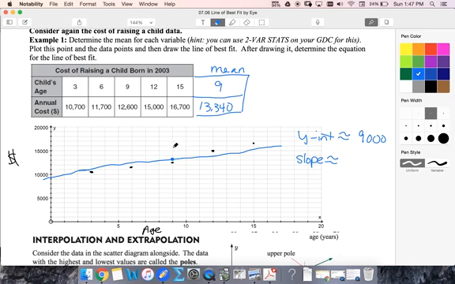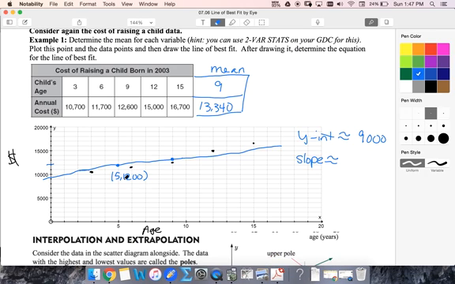So here's my mean point of 9, 13,340. If I pick another point like this one, so this one would be the point 5, 1200. So it looks to me like I go over from 5 to 9. So that's over 4 total. And then I go from 1200 up to 13,340. So that means I went up 1,340 and I went over by 4.